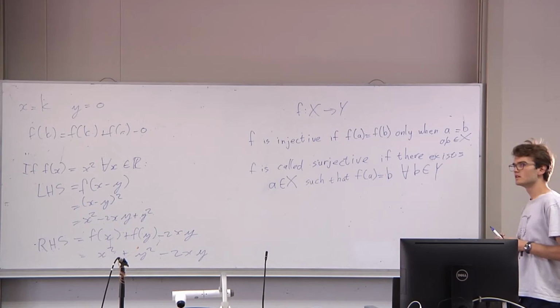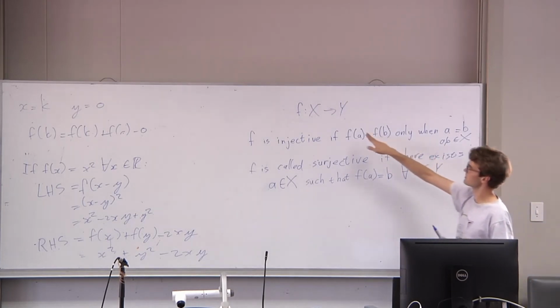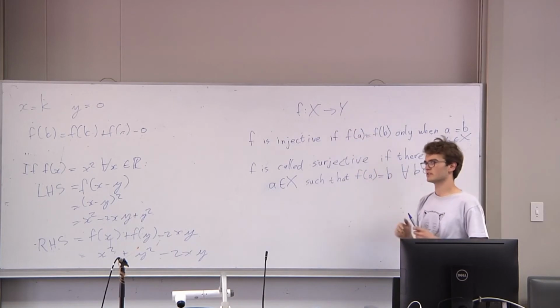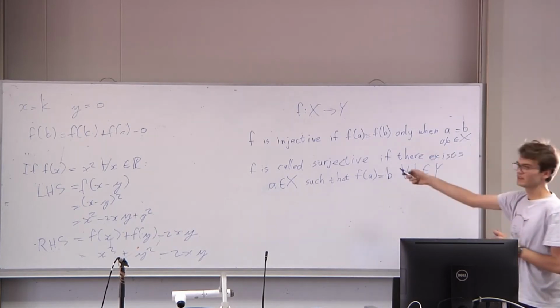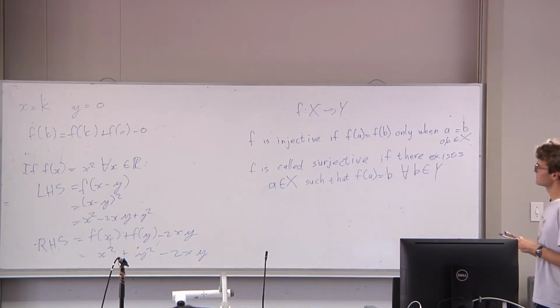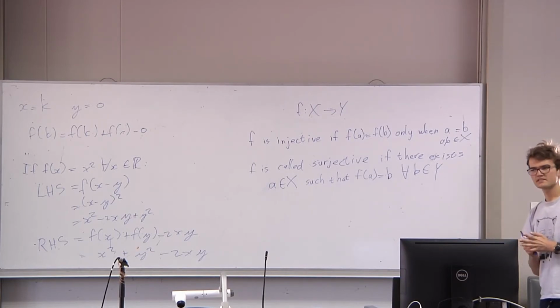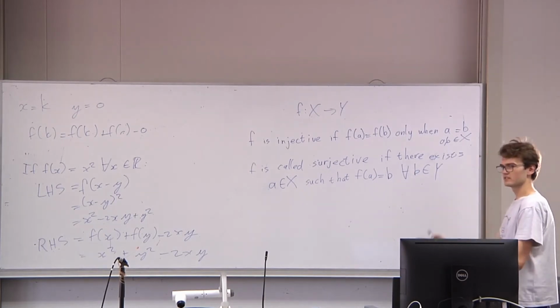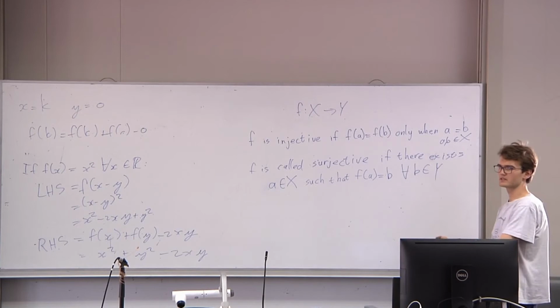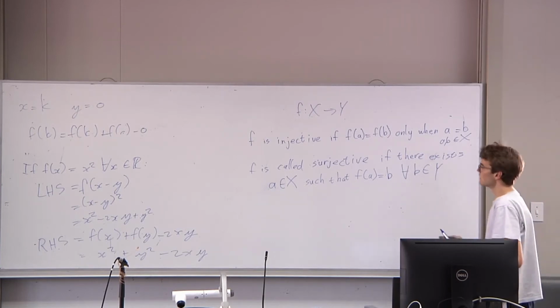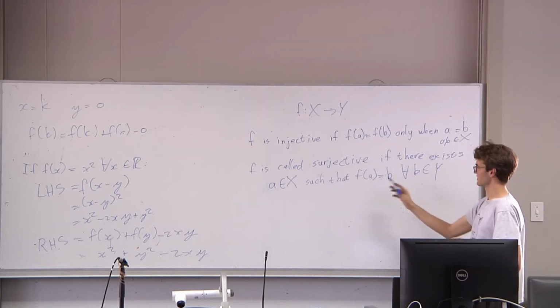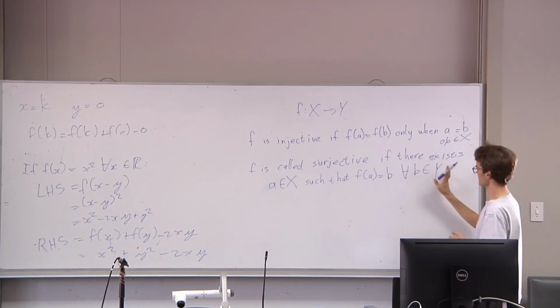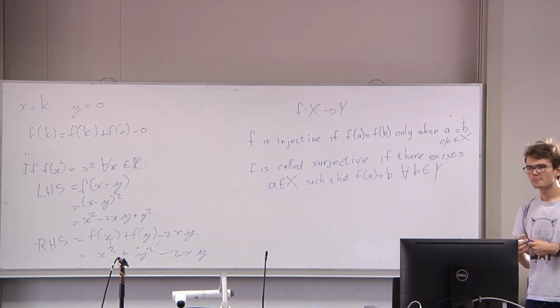What does x and y mean? Those are, x is the domain and y is the codomain of some function f. So it says f is injective if f of a equals f of b only when a equals b. A way of understanding that is that you can't put in two values as input and get the same value out as output. Okay? And f is called surjective if there exists a value a such that f of a equals b for every b in the codomain. Okay?